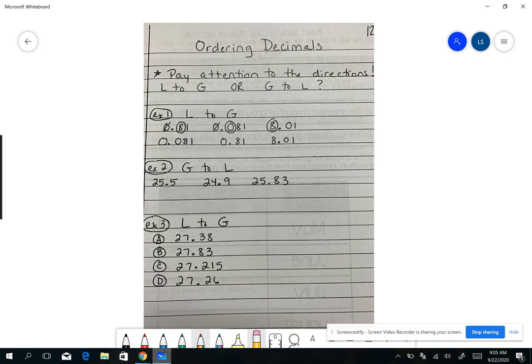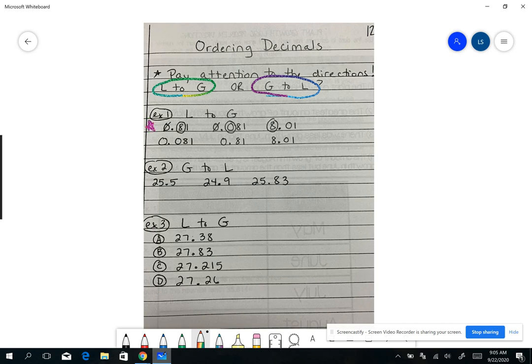When you're ordering decimals, you want to make sure that you're paying attention to the directions. Sometimes their directions are going to ask you to order least to greatest. Sometimes they're going to ask you to order greatest to least. So make sure you're paying attention to the directions. Here's an example where you're going to be asked to order from least to greatest, right?